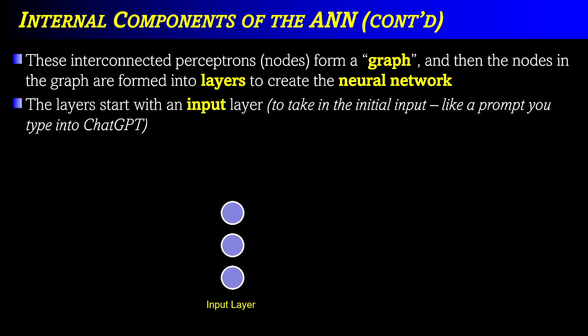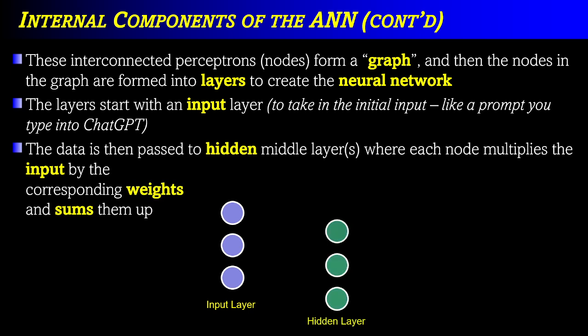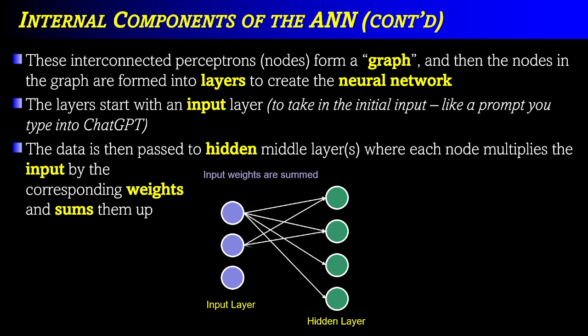So the layers start with an input layer. An input layer is a collection of perceptrons or nodes, okay? They will take an initial input into the model. So for example, this could be something like what you type in your prompt into ChatGPT. That's the input layer. Then the data is passed to a hidden layer, which is in the middle.